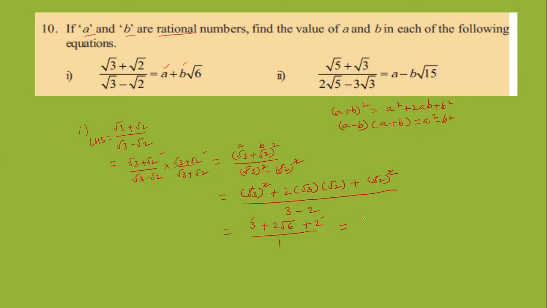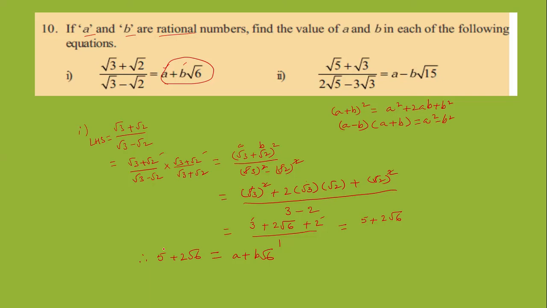Now you may observe in the numerator part 3 and 2 are rational numbers. Hence 3 plus 2 is 5, plus 2 root 6. That means what we took, root 3 plus root 2 by root 3 minus root 2, finally we get 5 plus 2 root 6. So on behalf of the LHS we get 5 plus 2 root 6.